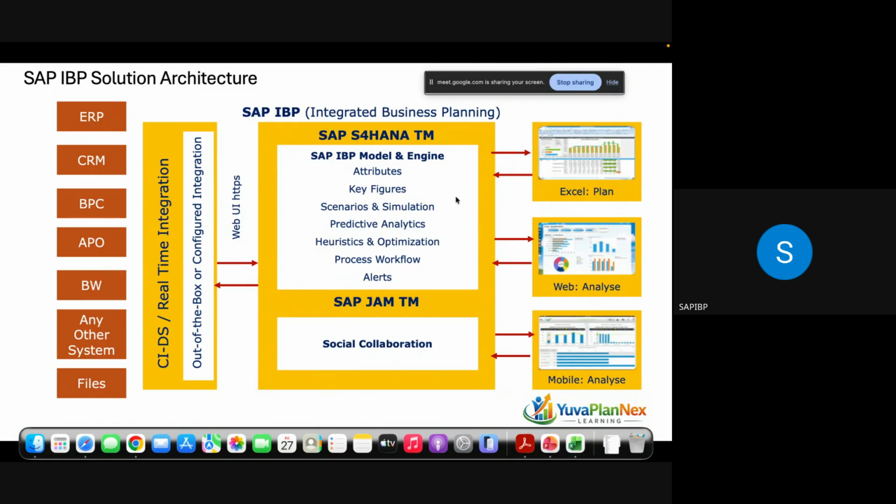Okay, and IBP has two user interfaces to interact with your IBP tool. That is Excel UI and the Web UI. Okay, so as it is available in the Web UI, you can access it from anywhere. You can access it from your mobile, your tab, or the PC, the laptop. Okay, from anywhere you are able to access it.